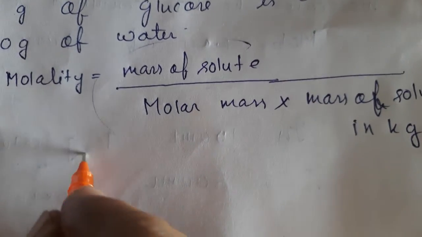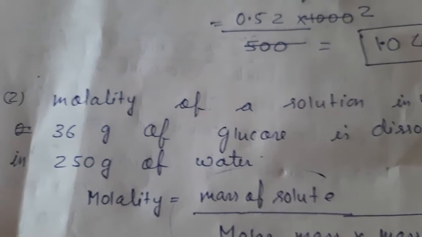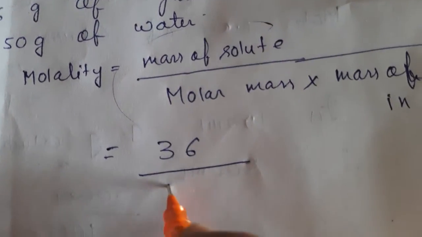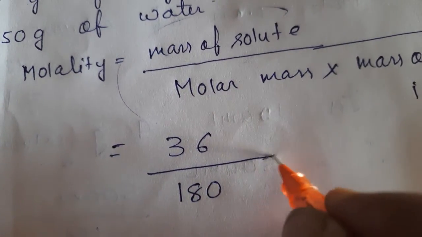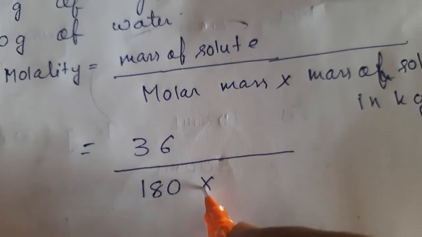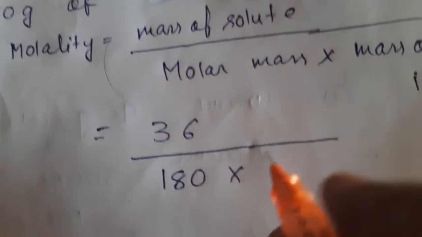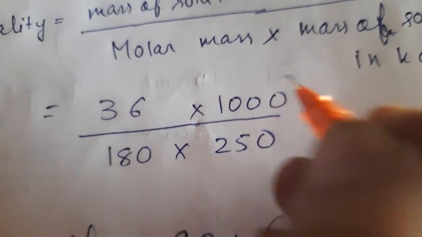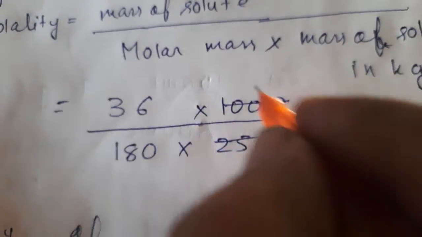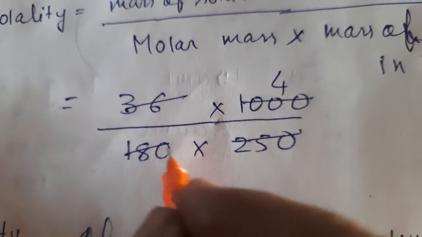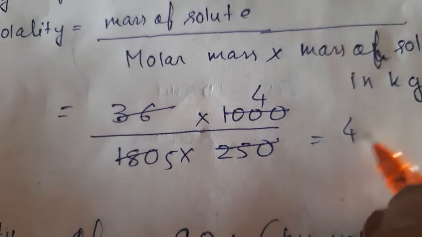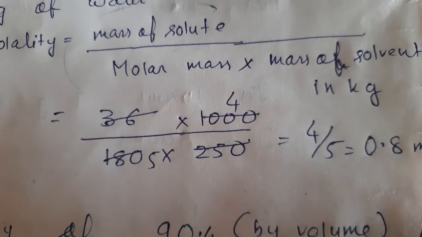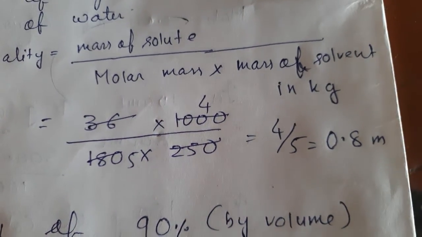What is the mass of solute given? The mass of solute is 36 gram. So 36 divided by the molecular mass, which is 180. Now we have the mass of solvent, 250. Let us convert it into kg, divided by 1000. So it is 4 upon 5, which is 0.8 molar. The answer is 0.8 molar. Correct?